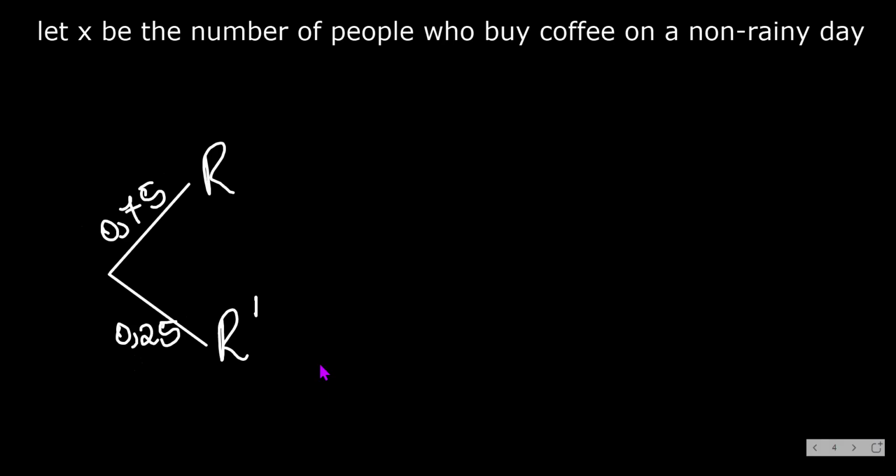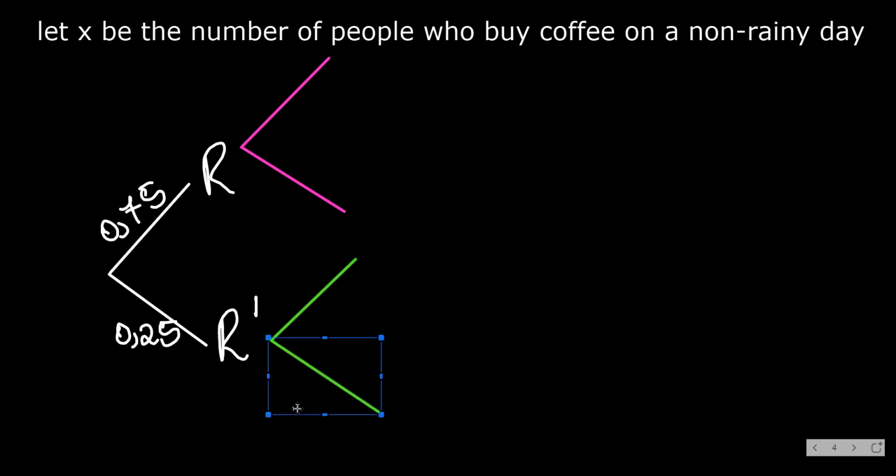Probability that it will not rain is 25%. Now, if it rains, two things can happen. And if it does not rain, two things can happen as well. Now, what are those two things? Well, people can either buy a cup of coffee or they can actually buy a water bottle.